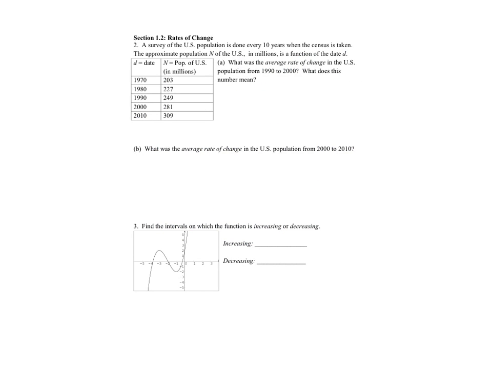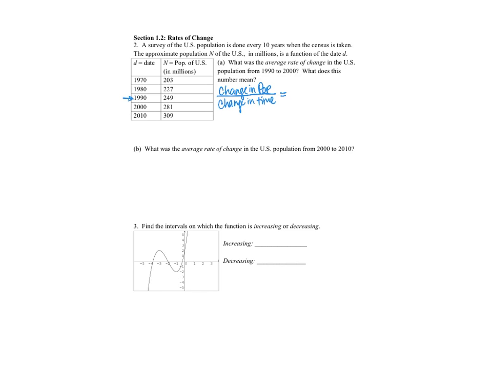So for the second problem, I am looking at a table that for a certain date gives the population of the United States in millions. So the first question says, what is the average rate of change in the U.S. population from 1990 to 2000? And so if I want to find an average rate of change, I'm going to compute a change in population over a change in time. And so I'm looking for the years from 1990 to 2000.